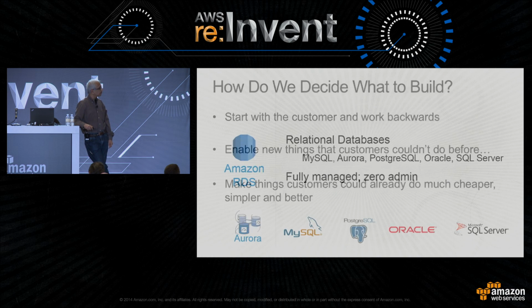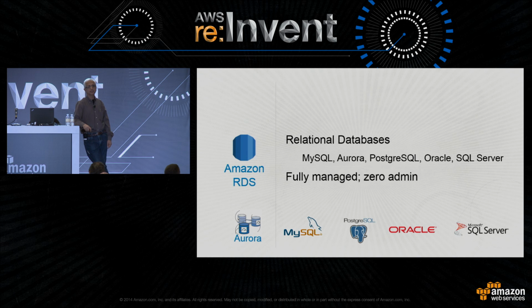So let me start with our first service, Amazon RDS, which was launched in October of 2009. Initially, it came out with just MySQL. That was the first engine we supported, and then we've added Oracle, SQL Server, Postgres, and of course, this morning we announced the new dawn of relational databases, Aurora.